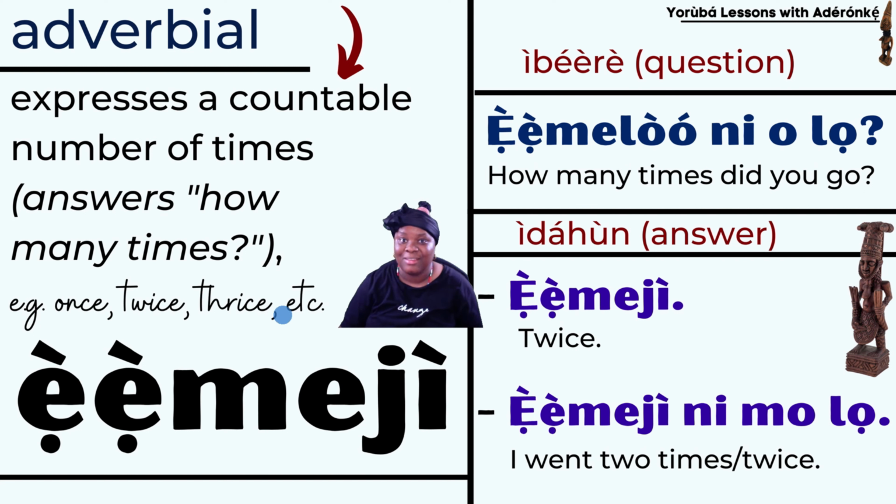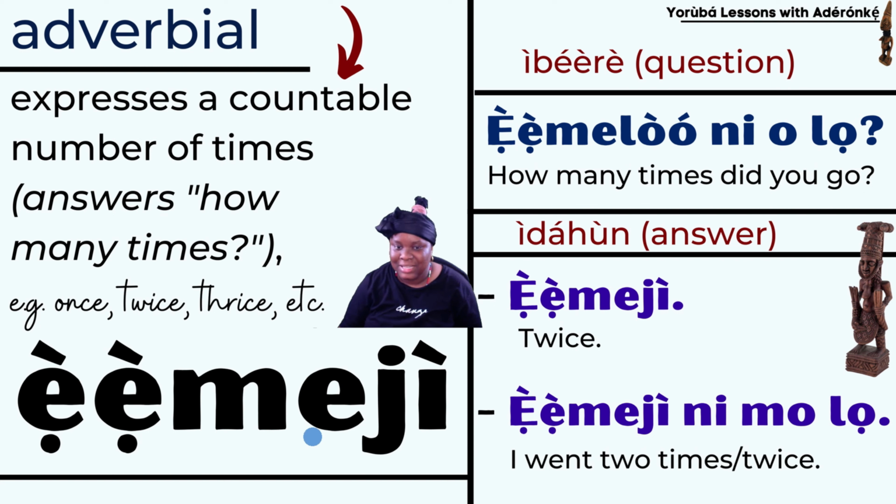How many? Méjì. So this one would be times, and this one would be 2. 2 times. Times 2, so to say. Ẹ̀ẹ̀mejì. I'm just trying to help you see how these come together. How ẹ̀ and méjì became ẹ̀ẹ̀mejì.